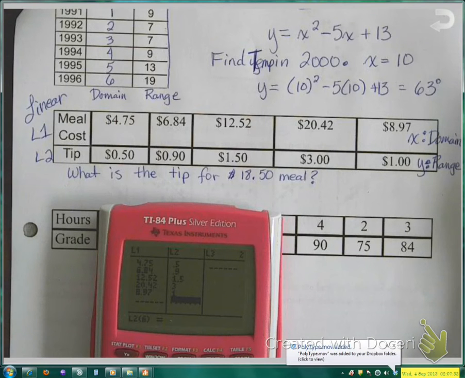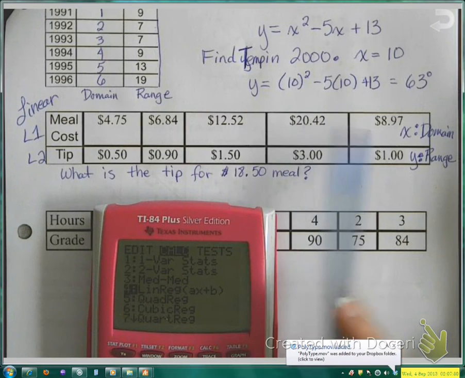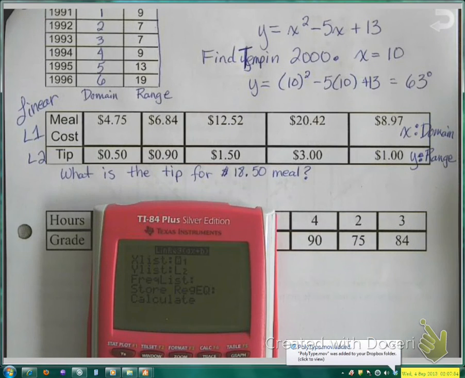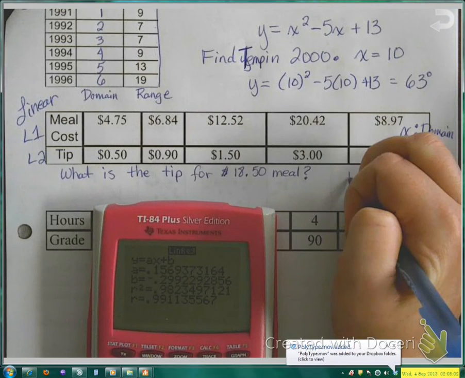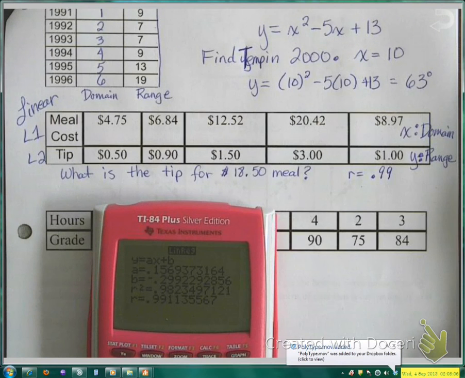Okay, so now we have it plugged into the calculator. Let's go to our stat, and let's go over to calc. Now we said we were going to do a linear because we could not do any of the differences because everything was kind of jumping around. The difference from 20 to 8 is not going to help us out much. Okay, so we're going to do a linear regression for this data. And notice your R value, 0.99. That means it's not a perfect fit, but 99% of the data is on this curve.